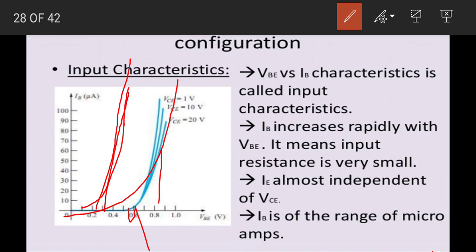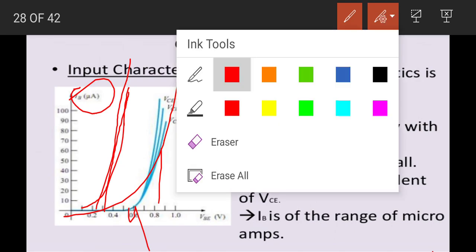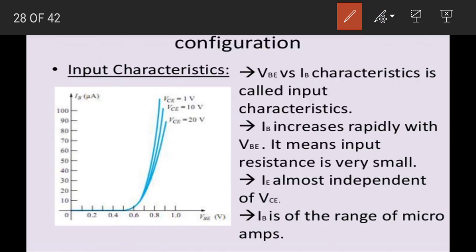So IB is in the range of microamperes. I already told you, IB is always in microampere. So this is the concept. Okay, we move towards the next slide.